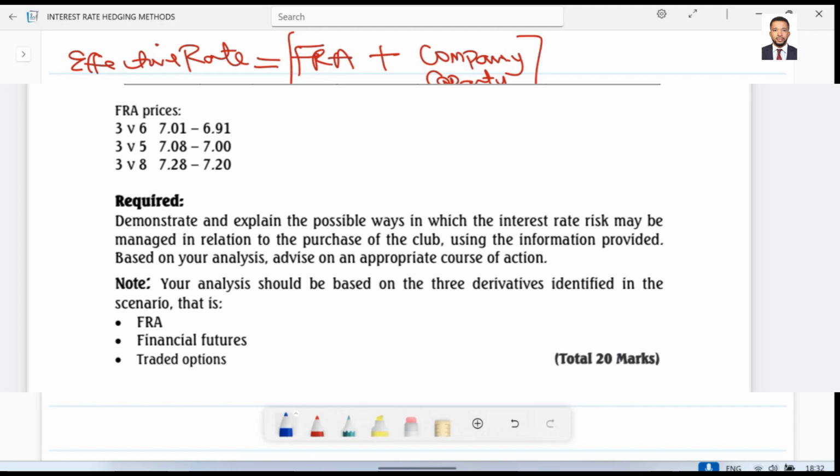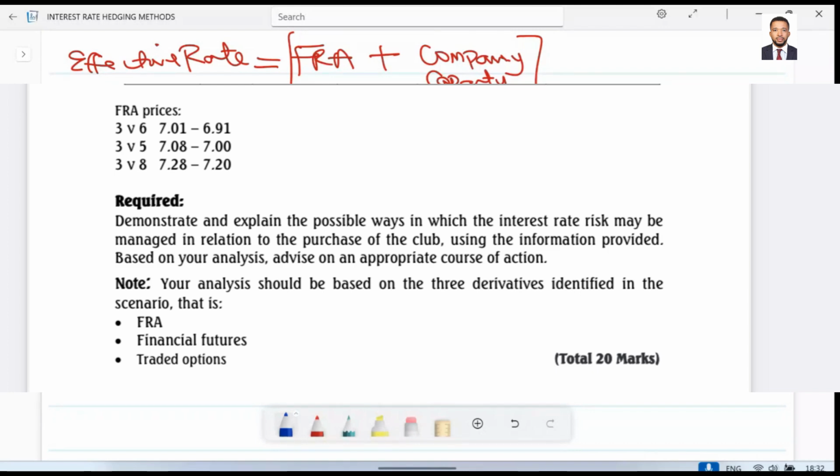3 versus 5. So it means the relevant FRA to me here is 7.08 to 7. Is that not? Yes. And again, I have a bid and the offer. So I have investment and borrowing. So which of these quotes or rates am I going to be using for investment?